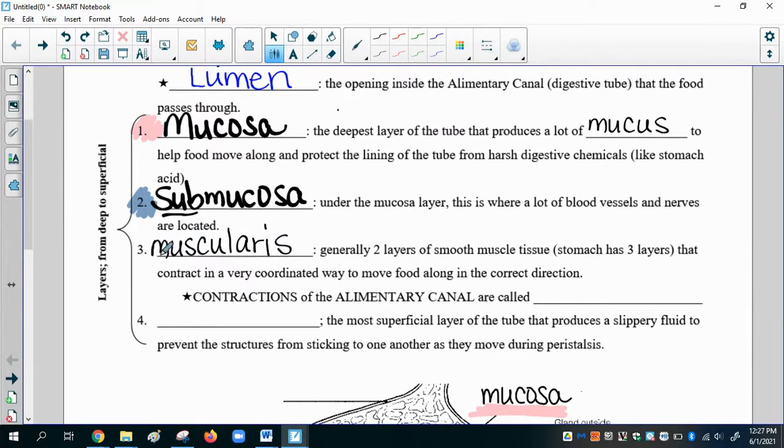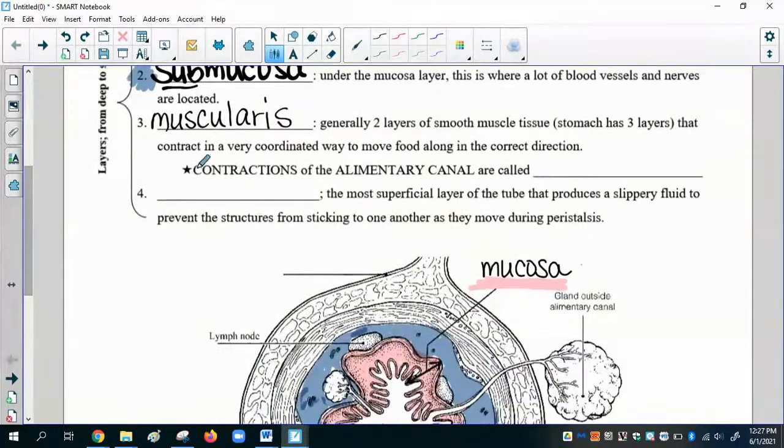And I'm guessing you can see in the word, it's a muscular layer. Generally, there's 2 layers of what's called smooth muscle tissue. The stomach actually has 3. And these are the muscles that will contract to push the food in the right direction in a very coordinated way. So I also wanted to tell you that those contractions that push your food down are known as peristalsis. That is a really important word. Peristalsis keeps our food and our feces moving through the tube so it doesn't get stuck.